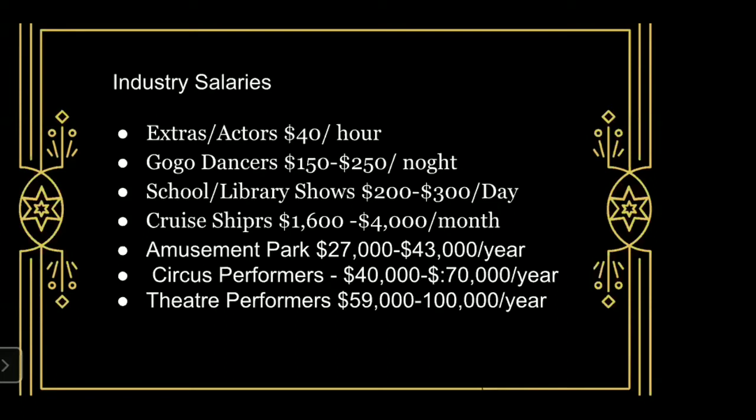Then we've got cruise ship employees. Again, you're an employee of the cruise ship industry. And so even there, it's a very low wage comparatively to what you have to work, because you not only perform, but you often have to do cruise ship duties. But even there, up to $4,000 a month is a minimum wage cruise ship performer. And then you have amusement park employees. Okay, these people are usually making between $27,000 and $43,000 a year.